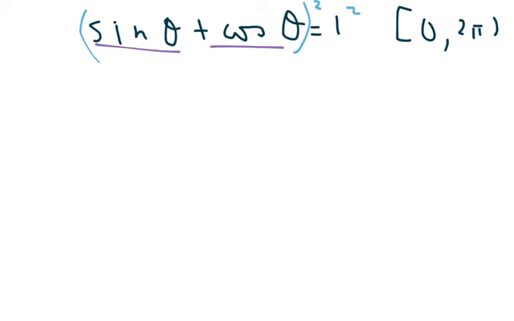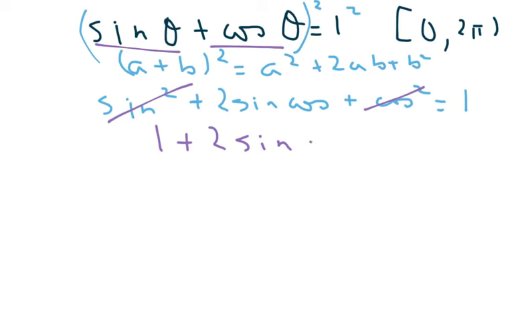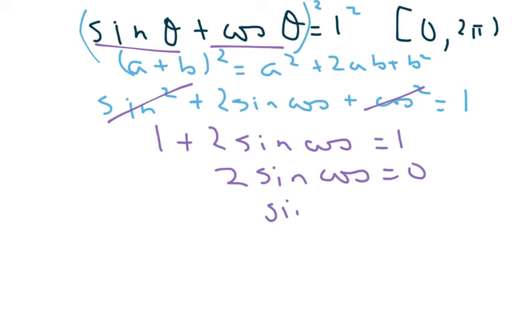So when you square this, I'm going to use the a plus b squared formula, which equals a squared plus 2ab plus b squared. Now, this is going to be sine squared plus 2 sine cosine plus cosine squared equals 1. We know that these two here equal 1, so you have 1 plus 2 sine times cosine equals 1. Subtract 1 from both sides and you get 2 sine cosine equals 0. We know that this equals sine of 2 theta from our identities, equals 0.